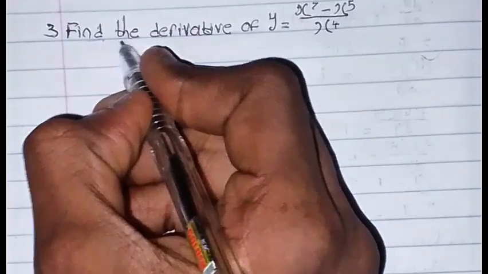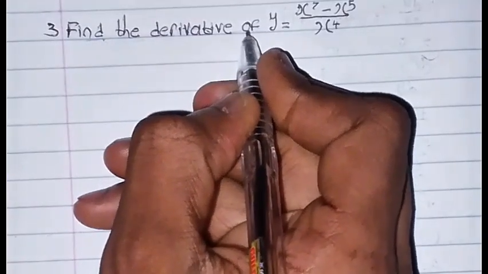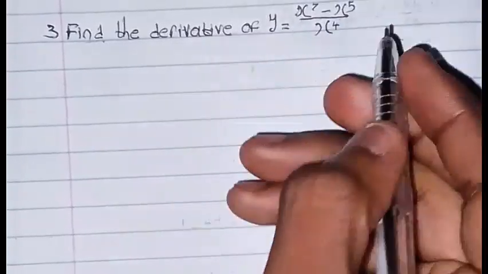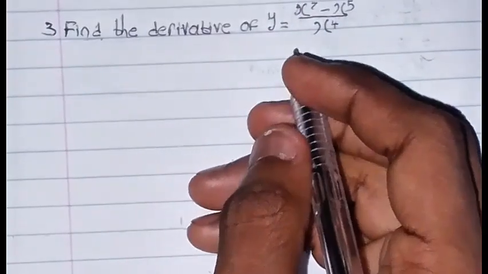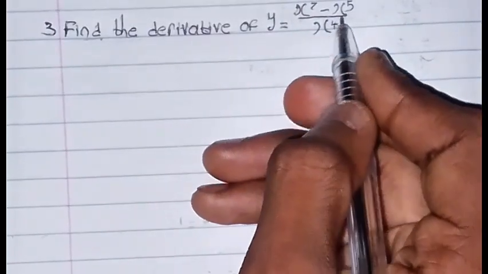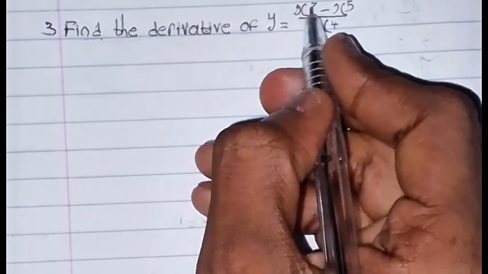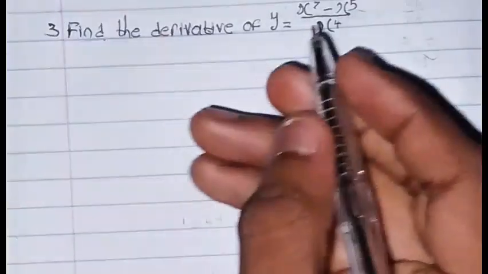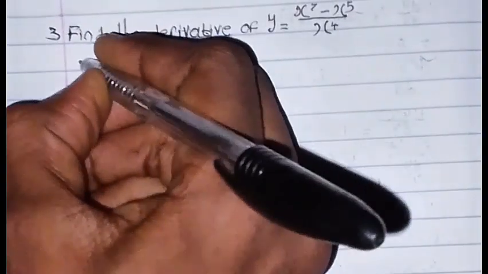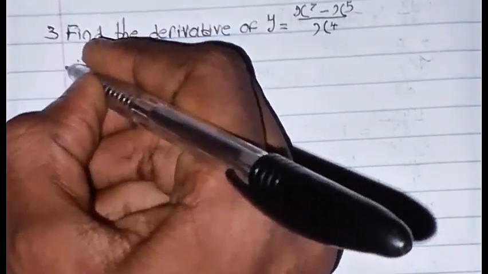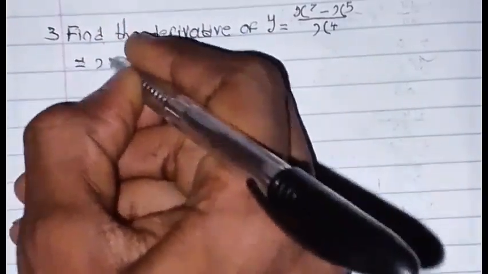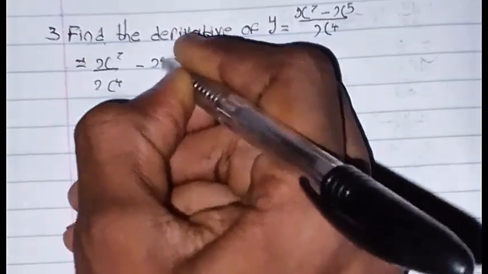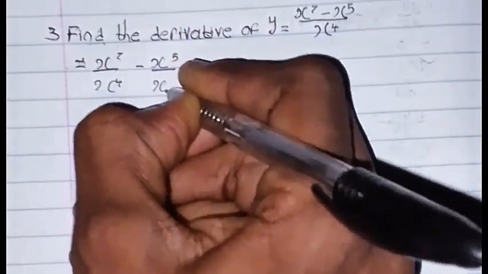3. Find the derivative of y equals x to the power of 7 minus x to the power of 5, all divided by x to the power of 4. Now, because there is a common denominator to both x to the power of 7 and x to the power of 5, I can do a simple trick that enables you to solve this fast. First off, I'm going to split it. This fraction is the same thing as x to the power of 7 divided by x to the power of 4 minus x to the power of 5 over x to the power of 4.